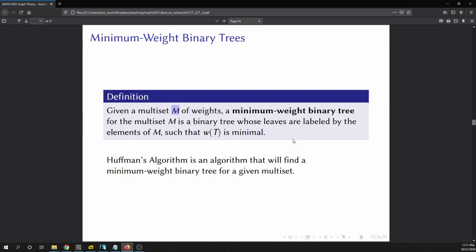All right, so there is an algorithm that allows us to find a minimum weight binary tree for a given multiset, and that's called Huffman's Algorithm. So in order to find these efficient prefix codes, what we're going to do is look at this Huffman's algorithm, and it's going to generate a minimum weight binary tree for us, and then we'll be able to read the code words for each symbol off of the minimum weight binary tree.